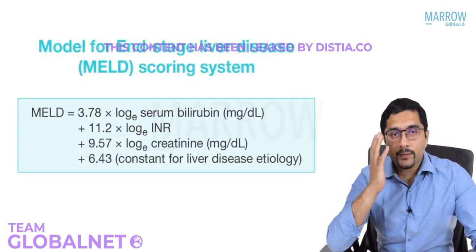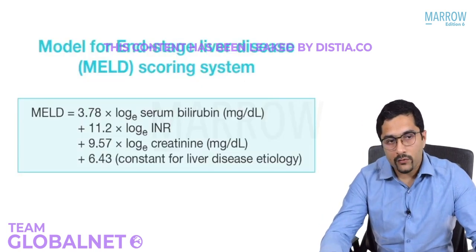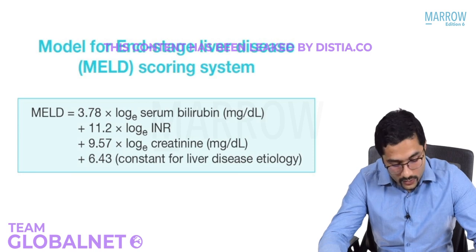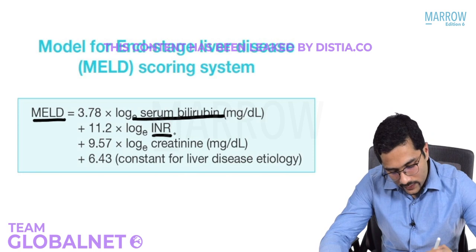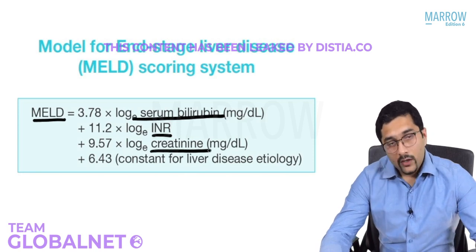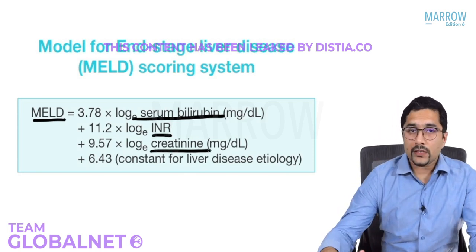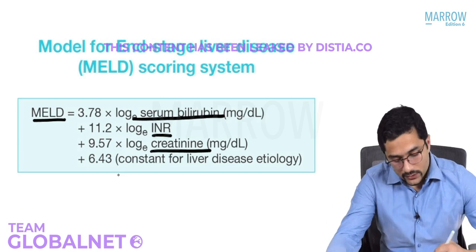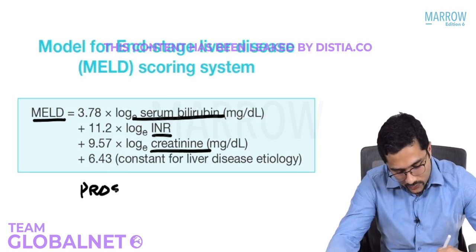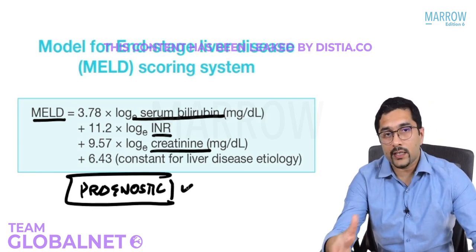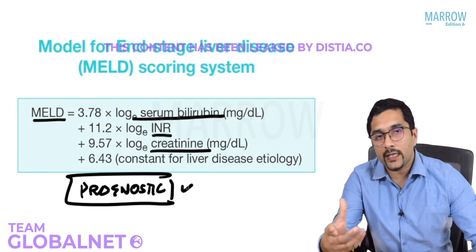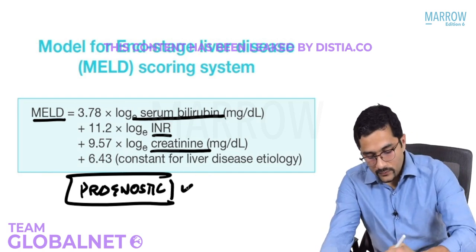Another scoring system is the MELD score. MELD stands for Model for End-Stage Liver Disease score, and the MELD score takes into account bilirubin, INR, creatinine, right? And like I told you, the MELD score not only tells us the function, but is also a prognostic score which tells us the mortality. If a patient is undergoing surgery, liver surgery, what is the risk of mortality in that patient?